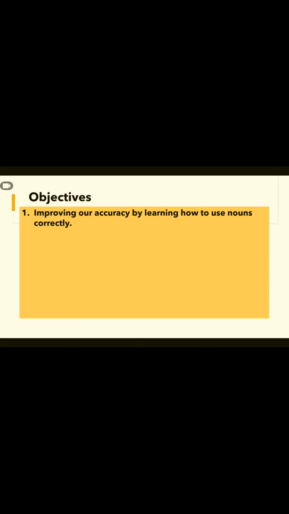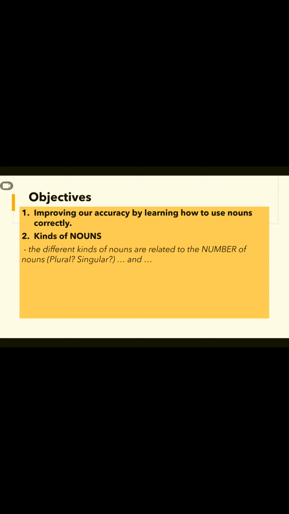There are different kinds of nouns, and the different kinds of nouns are actually related to the number of nouns, whether they should be plural or singular. And this is the common error of many students when we write. And actually, the kinds of nouns is related to the articles to use. Should we use a, an, the, or zero article? So therefore, it is important for us to learn about nouns.